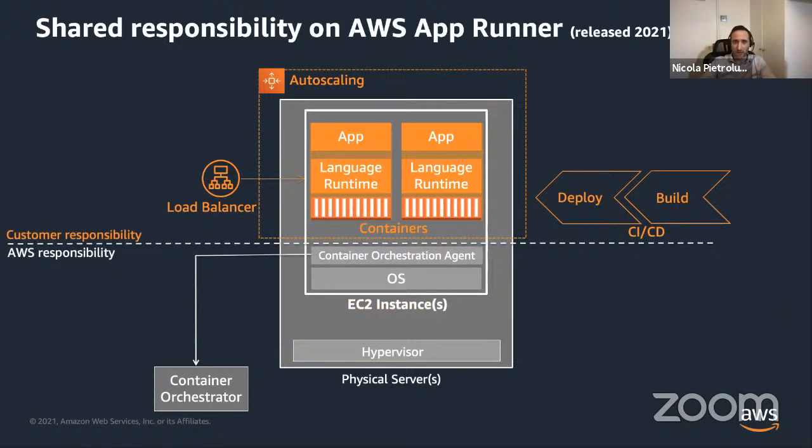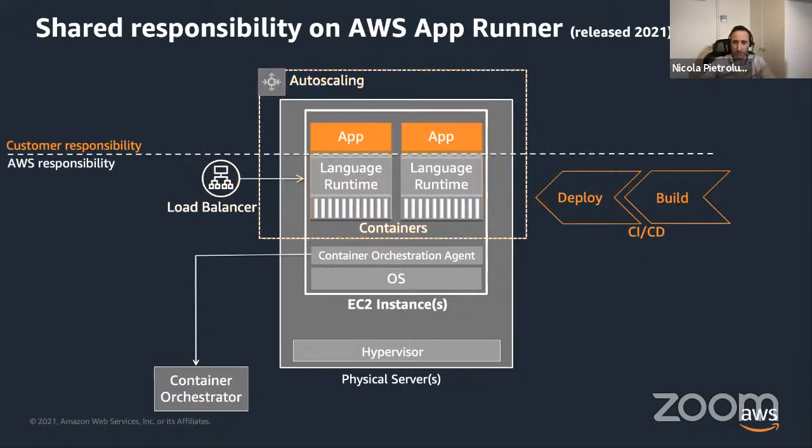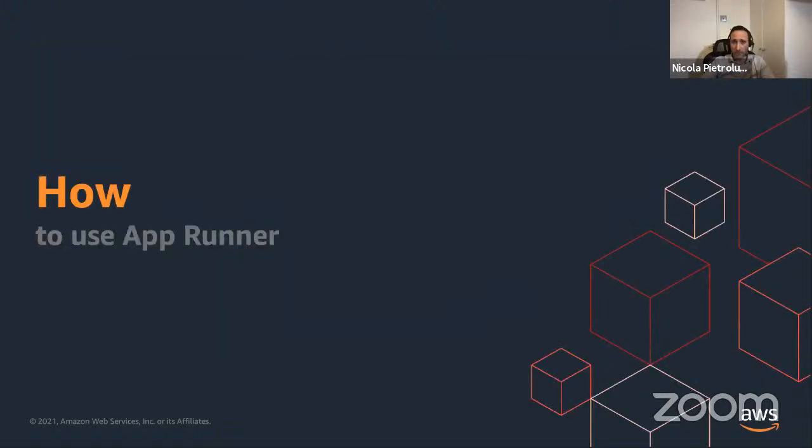Finally, we can see how App Runner is changing the responsibility model. Now, not only do you not need to manage the language runtime, but you also don't need to worry about the load balancer, the auto-scaling, and the CI/CD pipeline. In terms of cost, you pay only during request processing. Let's see how App Runner works in a little bit more detail.